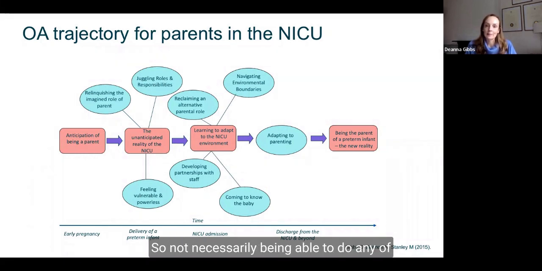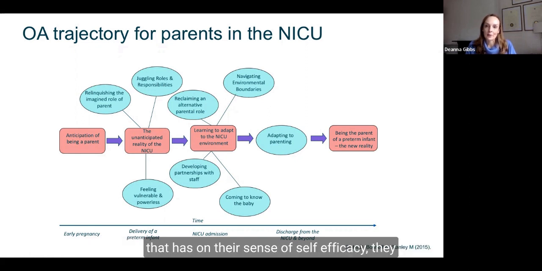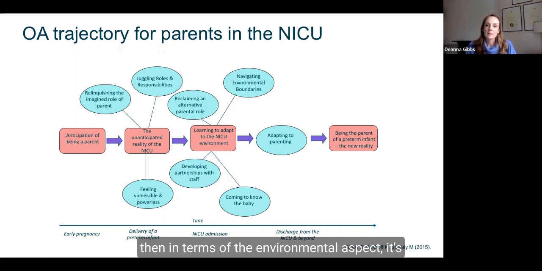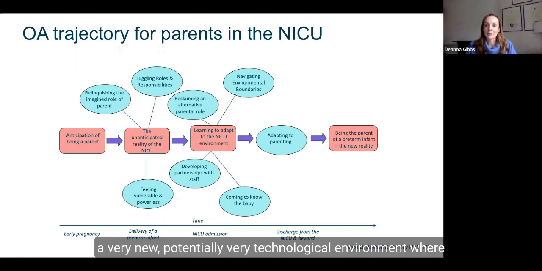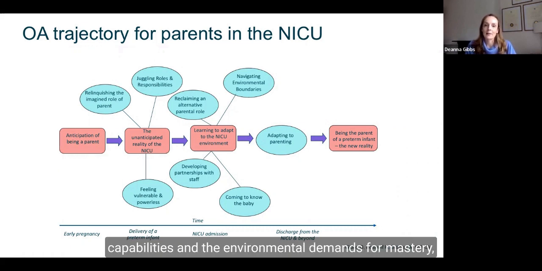So not necessarily being able to do any of those occupations or activities or roles that they perceived during pregnancy that are meaningful, and there's the subsequent impact that has on their sense of self-efficacy. They may also be juggling other roles and responsibilities outside of their time within the unit. So we have issues around occupational imbalance. And then in terms of the environmental aspect, it's a very new, potentially very technological environment where they are trying to practice these new occupational roles of being a parent, but there's a complete mismatch between their capabilities and the environmental demands for mastery, creating this feeling of vulnerability and powerlessness.